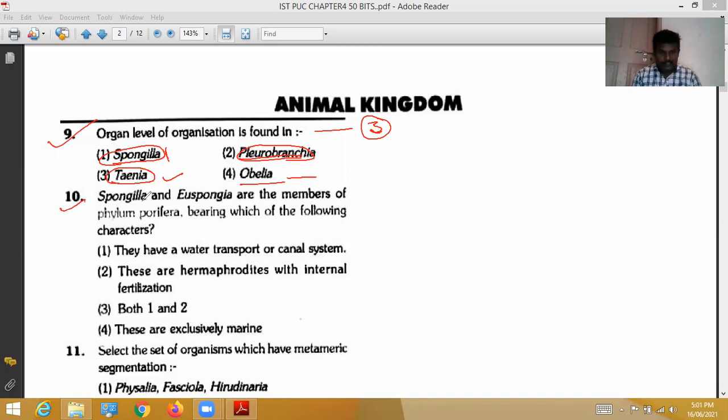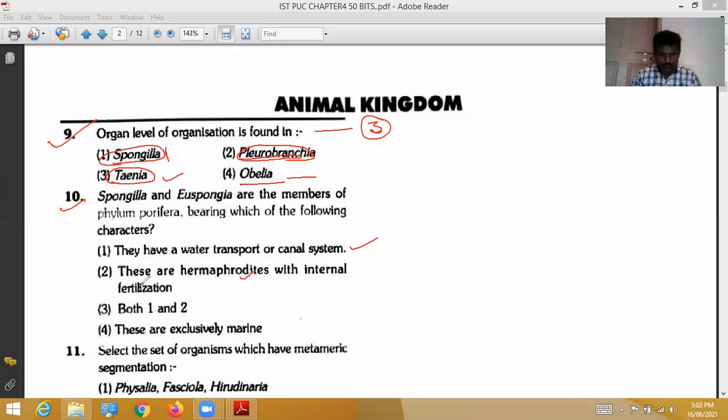10th question. Spongilla and Euspongia both belong to the phylum Porifera. They are members of phylum Porifera bearing which of the following characters? What is that? See, they have a water transport or canal system. Yes, both have a water transport and canal system. Yes, these are hermaphrodites with internal fertilization. Hermaphrodites, bisexual, with fertilization being internal.